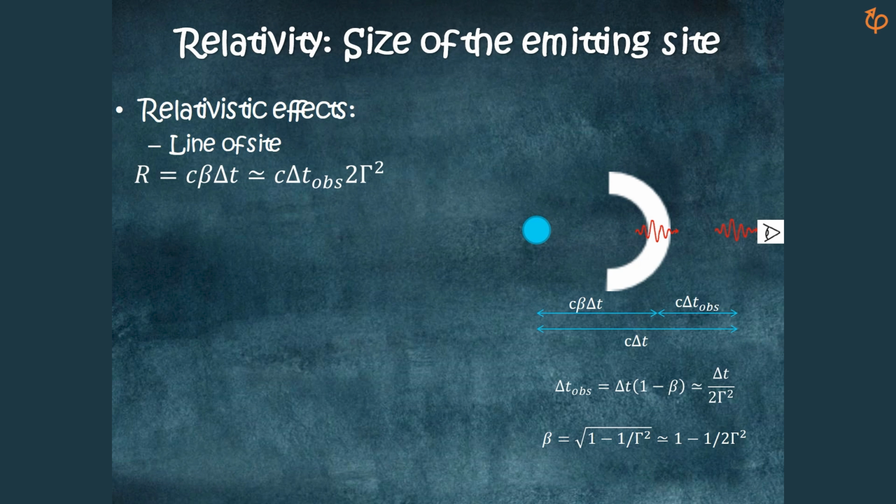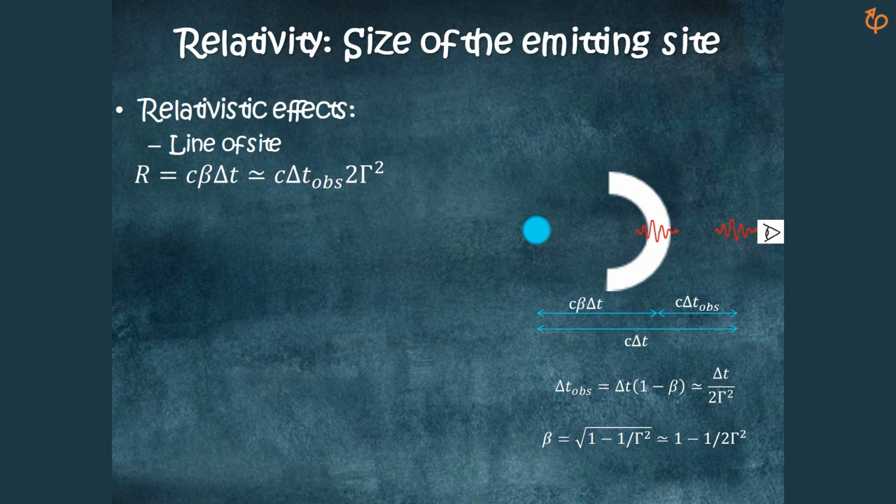V delta t is the distance that the blob actually crossed within the time that I'm measuring. c delta t is the distance traveled by the first photon, and this is the distance between these two photons. This is what I measure. This is the delta t observed. So delta t observed is equal to c delta t minus c beta delta t, divided by c. So this is the expression that I'm getting.